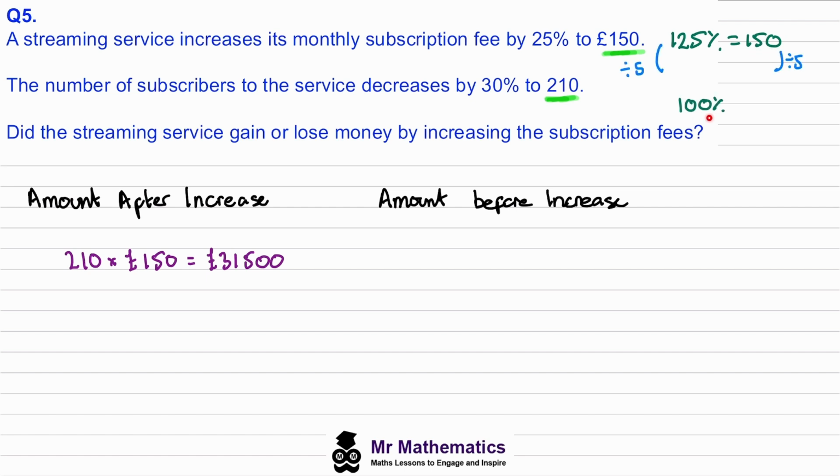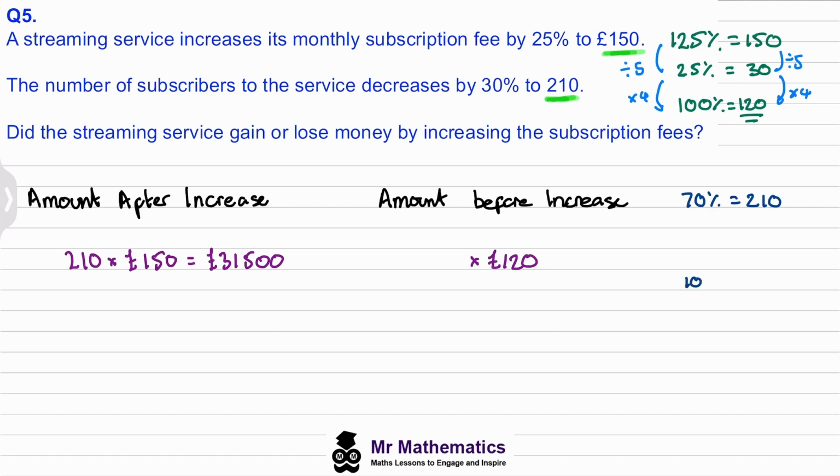So we can work out 25% by dividing both by 5, so 25% will be £30. Then we'll multiply both by 4, and this will give us an original price of £120. So we know this was the original cost. And to work out the original number of subscribers, if it's being decreased by 30%, we know this 210 represents 70%.